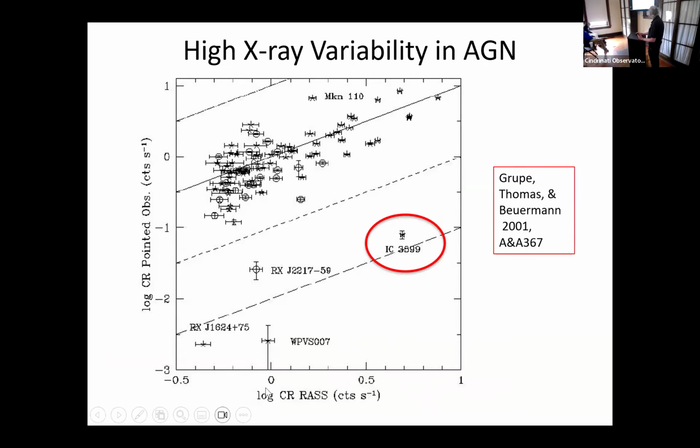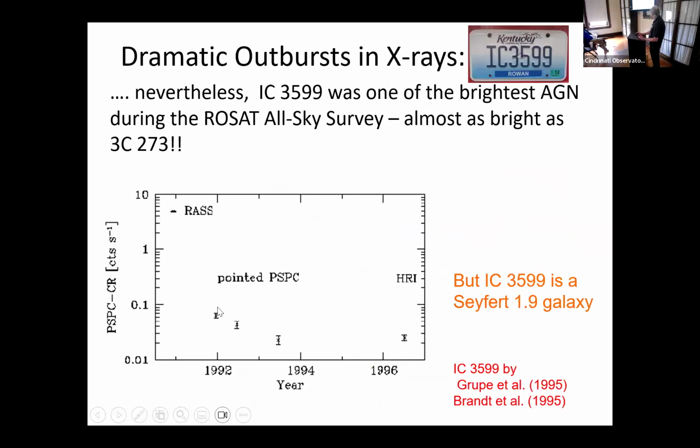What you're seeing down here on the x-axis, I hope the online people can see this, is the ROSAT All-Sky Survey count rate that Mark introduced, taken between 1990 and 1991. And this is the pointed observation that we took years later. The solid line means there's no change. This means a factor of 10 fainter, this a factor of 10 brighter, and this a factor of 100 lower. IC 3599 was one of these galaxies that dropped by a factor of almost 100. When we followed this galaxy later on, we found it was even dropping by more than 100. These were pointed observations back in the 1990s.